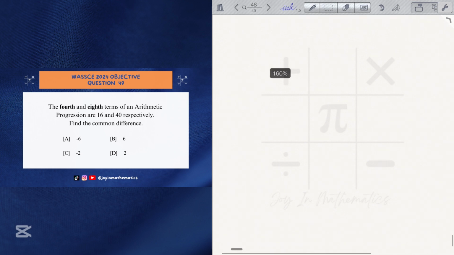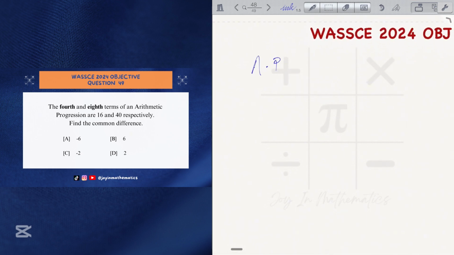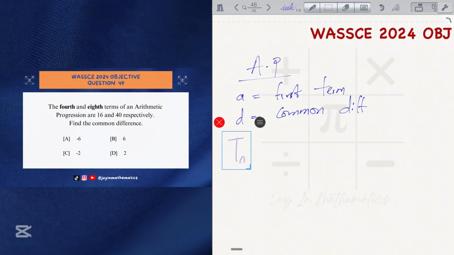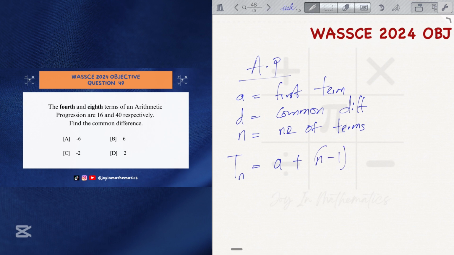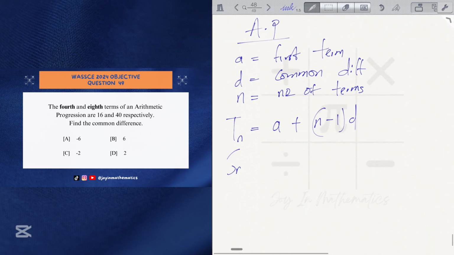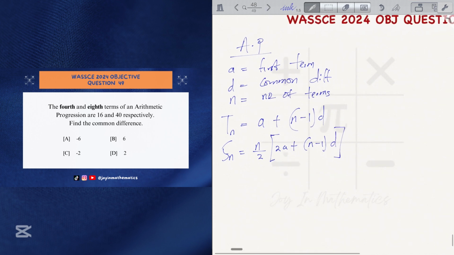Now, in an arithmetic progression, that's AP, the terms are such that A is the first term, D is the common difference, and N is the number of terms. So the nth term, that's Tn, is given as A plus (N minus 1)D. Similarly, the sum of N terms is N over 2 times (2A plus (N minus 1)D). We have applied this in one of the questions. I don't remember the number exactly.